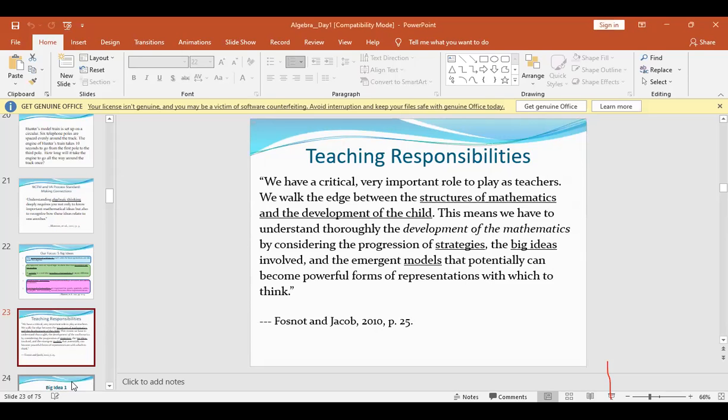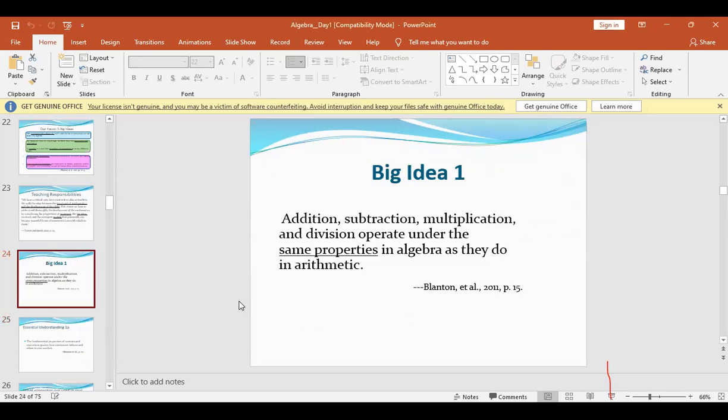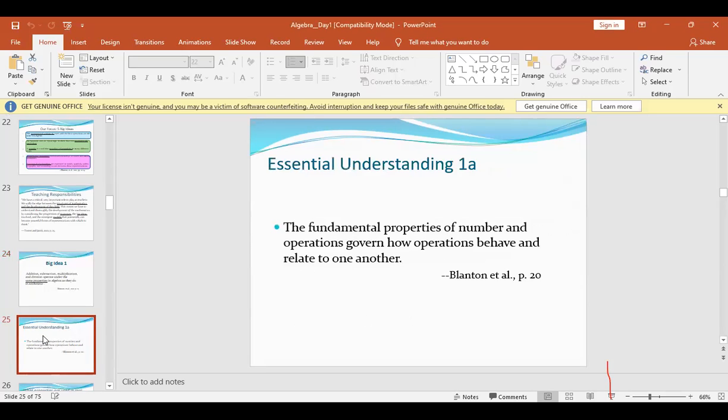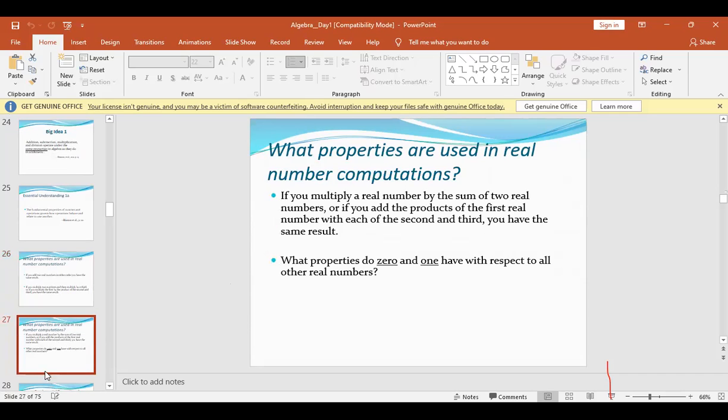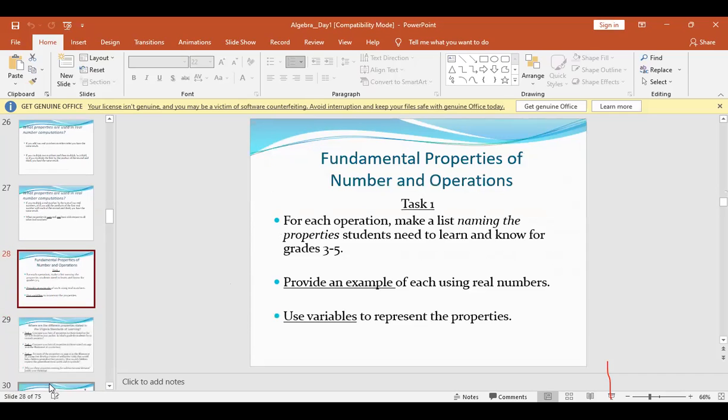So, okay na to. Addition, subtraction, multiplication. Why is it essential? Fundamental properties of number and operation govern how operations behave and relate to one another. What are the properties? Ito, okay, alam na to.